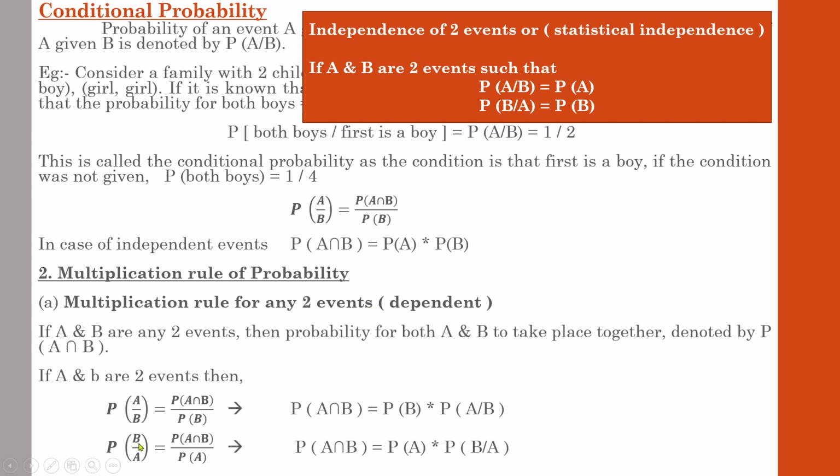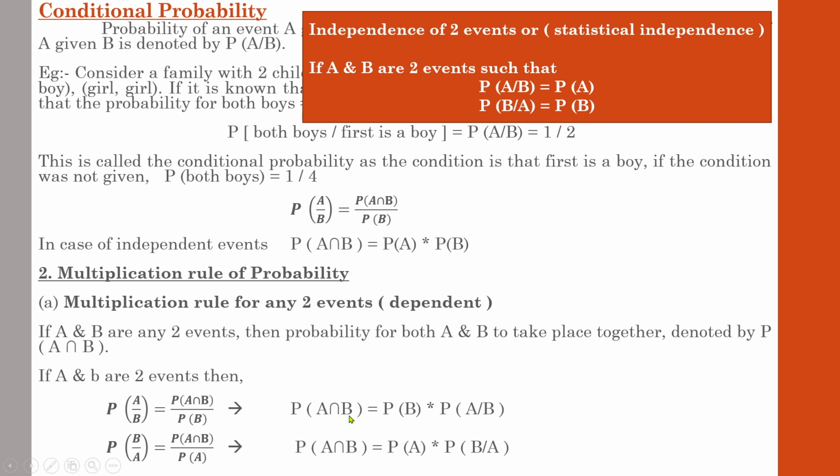Similarly, when you are studying the events with regard to B and where the condition is represented by A, it will be written as probability of B by A equals probability of A intersection B divided by probability of A. So it can be written as probability of A intersection B equals probability of A into probability of B by A. So these are the two equations, similar to the conditional probability situation, that you will be using where the multiplication rule for any two events, usually events that are dependent to each other, comes.